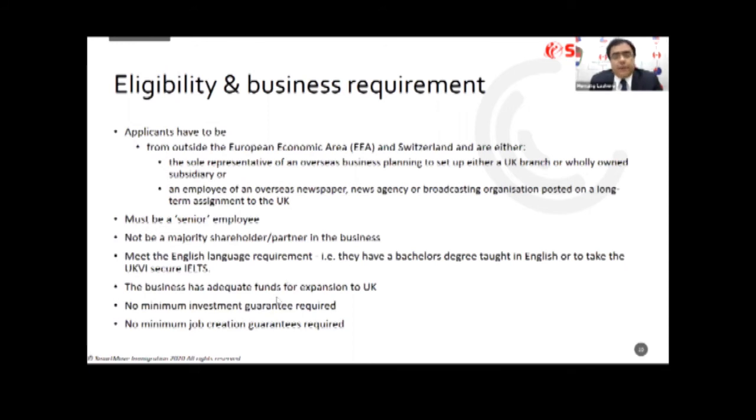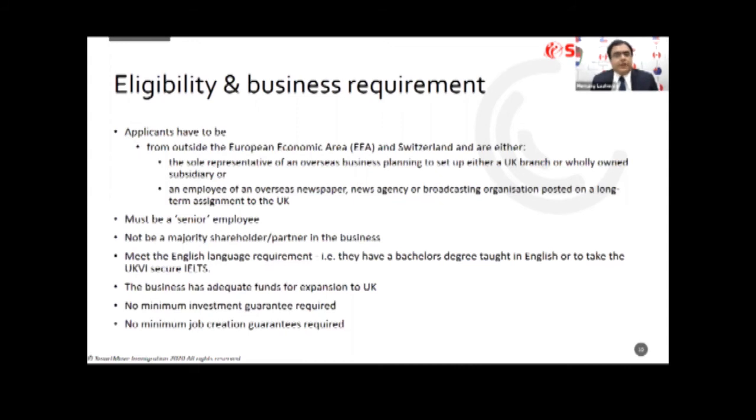The second best part that we look at is there is no minimum job creation guarantee. Now, if you are looking at the Canada investor programs for entrepreneurship, or if you're looking at investor programs or entrepreneur programs in Europe, there's a requirement to say that you have to generate 10 full-time jobs, or you have to create employment for 5 people. But under the sole representative, there is no minimum job creation guarantee.